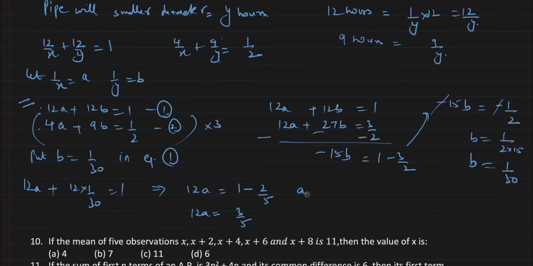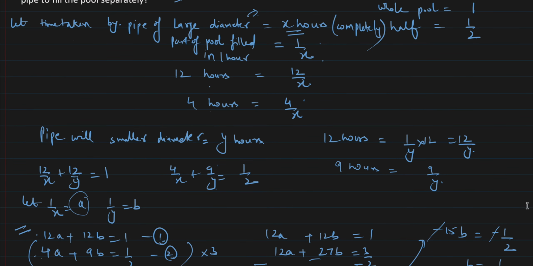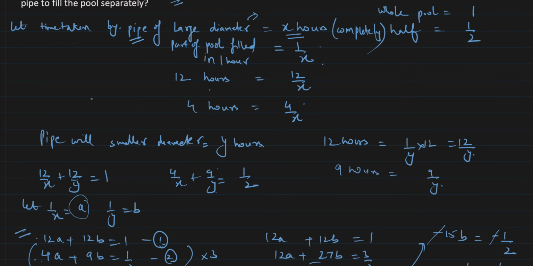So from here, a becomes what? 3 by 5 into 12. So you cancel it out. It's 1 by 20. So the value of a is 1 by 20, b is 1 by 30. But we assumed a as 1 by x. Okay, so reciprocate it. So from here, x will be 20 hours. Okay, and y will be 30 hours. So that's our answer.